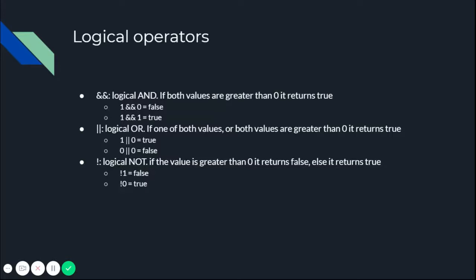The double vertical bar is called the logical OR. If one of the values or both values are greater than 0, it returns true. Else it will return false. So 1 or 0 is true, but 0 or 0 is false.